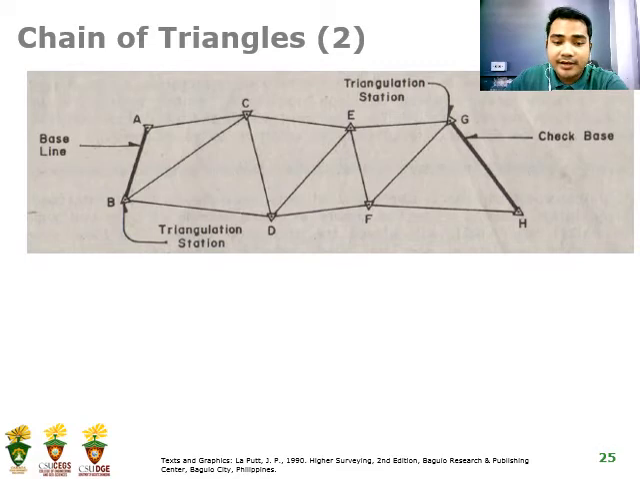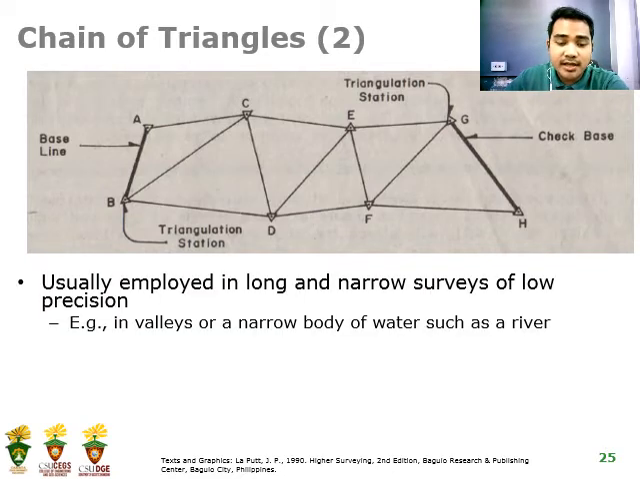So, for another thing to know or the facts about chain of triangles, it is usually employed in long and narrow surveys of low precision. So low precision lang siya, since simple man ang triangulation system, so pwede ra siya sa low precision lang or low lang ang gusto nimo ma-achieve na accuracy. Example is in valleys and narrow bodies of water, pananglitan sa river, so pwede siya itabok-tabok.